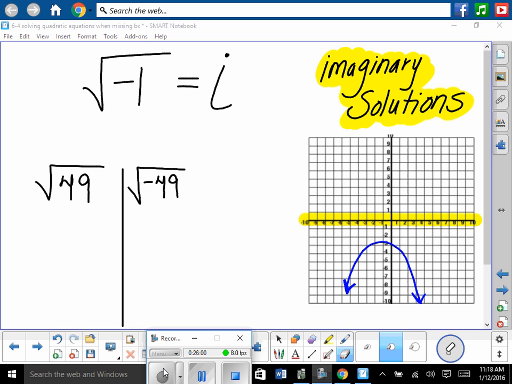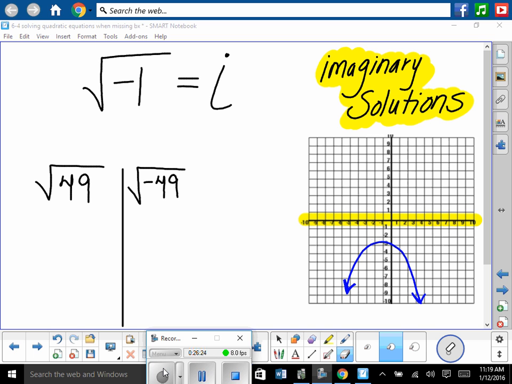First of all, we just learned that if a quadratic does not cross the x-axis, it doesn't have any real solutions, but it has imaginary solutions. So let's go through and solve. A couple of things to know. The square root, this is just something you kind of have to have memorized. The square root of negative 1 is equal to i. So once again, the square root of negative 1 is equal to i.